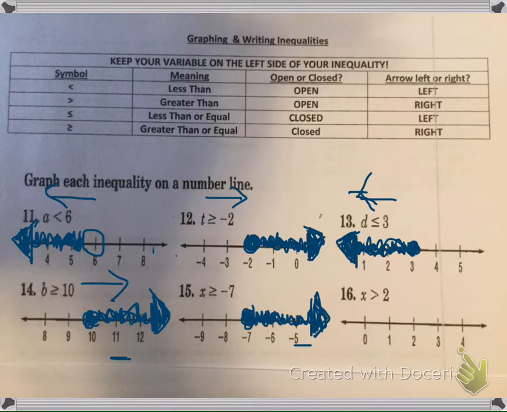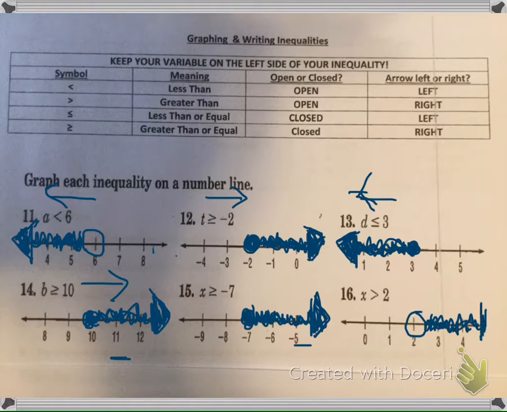On number 16, x is greater than 2, so that would be an open circle on 2, because it doesn't include 2, it's just greater than 2. And 3 and 4, those are numbers that are greater than 2, so I'm going to go to the right here.